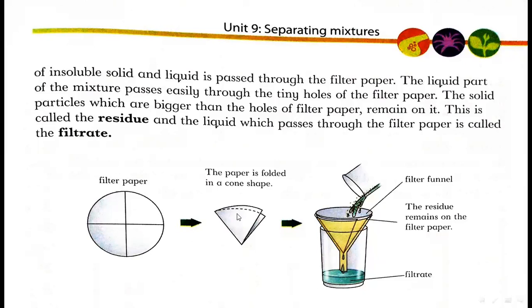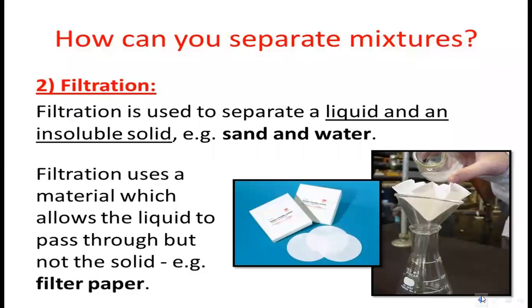The filter paper is folded in a cone shape. After it is placed in a funnel, this one is called funnel, that one is called beaker. The residue remains on the filter paper, and the liquid which passed through the filter paper is called filtrate. Keep it in mind. The solid particles that remain on the filter paper are called residue, and the liquid which passed through the filter paper is called filtrate, and that one is called filter paper.